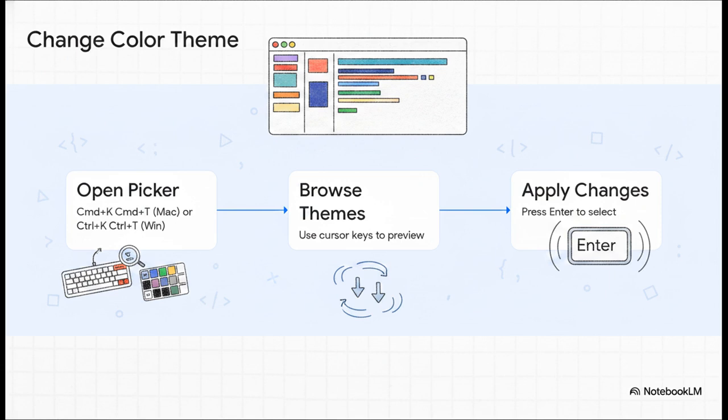So, step 1, open your color theme picker. If you're on a Mac, you just hit Command-K, then Command-T. On Windows, it's Control-K, then Control-T. Step 2, once that menu pops open, just use your up and down arrow keys to browse through your installed themes. As you scroll, VS Code helpfully gives you a live preview in the background. And finally, step 3, when you find the one that feels right, just press enter. The whole shebang applies to your workspace instantly.